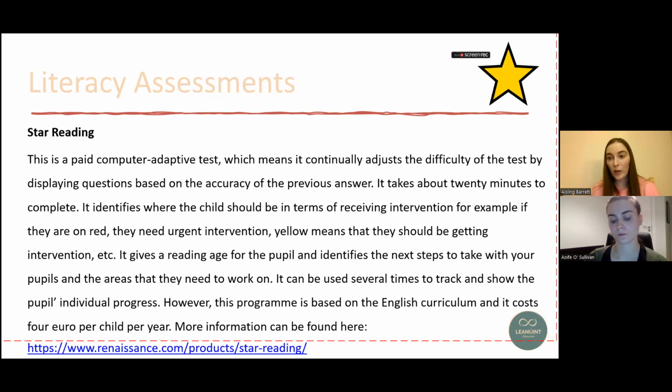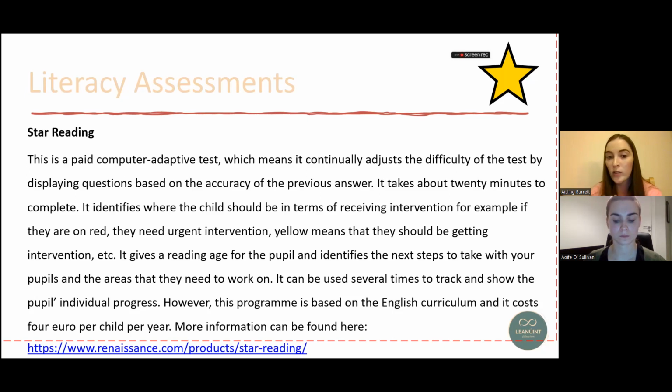In terms of comprehension, if you wanted something online, the STAR reading is a paid test, so it is something that your school would have to purchase. It's a computer adaptive test, which means that as the child is doing it, it adapts the difficulty of the test based on the accuracy of the answers that the child has given. So it takes about 20 minutes and it identifies where the child needs support.